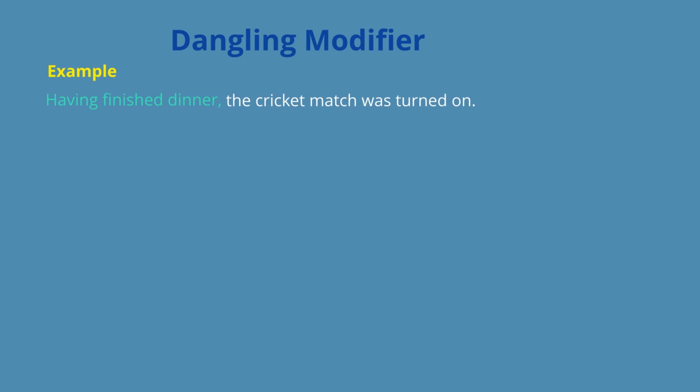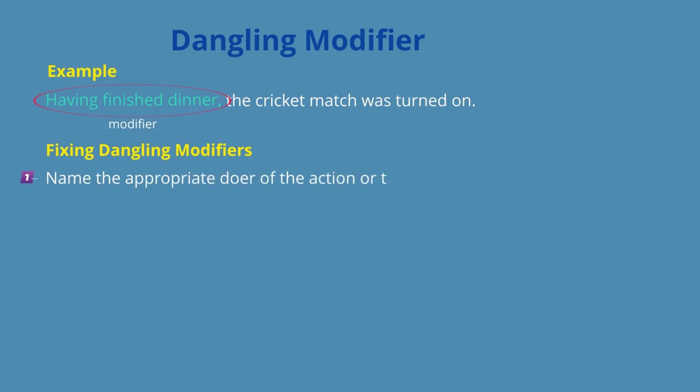Having finished dinner, the cricket match was turned on. What is the modifier modifying? Remember, modifiers go next to the words or phrases they modify. There are 3 ways to fix dangling modifiers. 1. Name the appropriate doer of the action or the subject of the main clause. For example, having finished dinner, Jude turned on the cricket match.